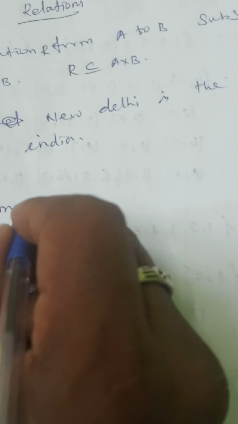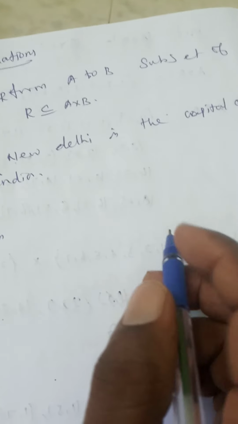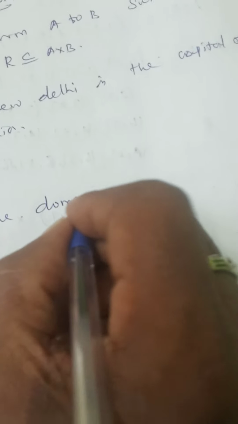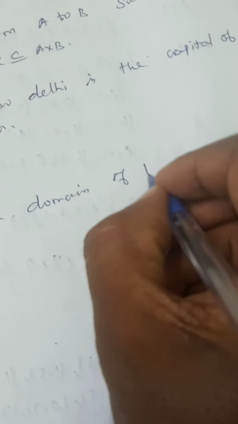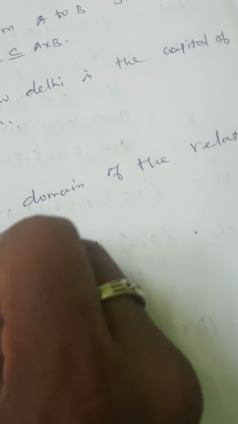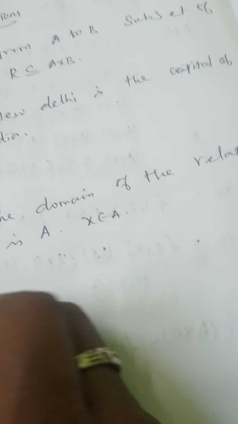Then the next topic, domain. The domain of the relation R is the set of selected elements, which is set A. The domain of the relation R is A. Set A, where x belongs to A.